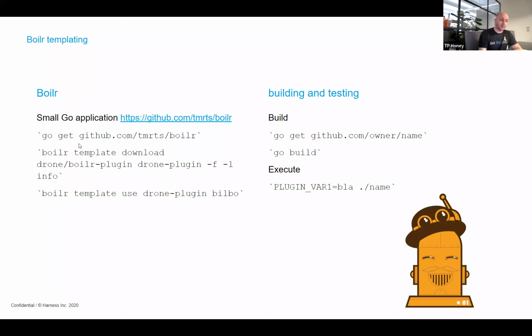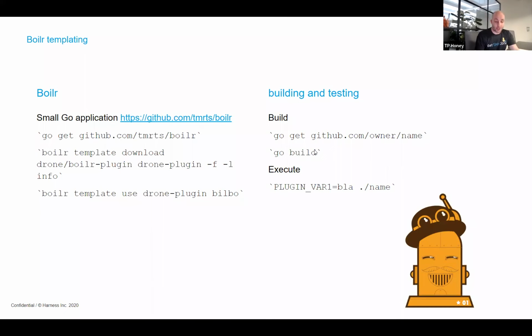You basically use go get to grab the tool itself. And then really the important command is boiler template use drone plugin. And that's the basis on which we build all of our plugins. And so if you follow what we're doing, you probably won't go too far wrong in terms of building something that is sustainable and testable.